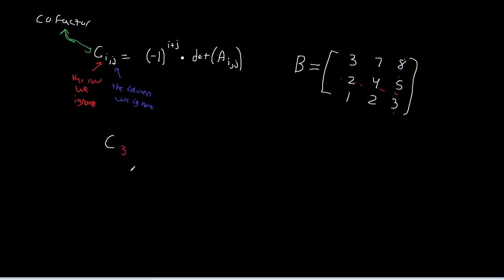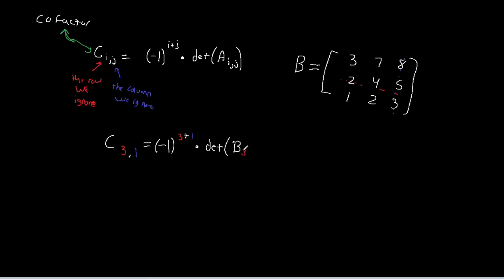Let's look at, how about 3 comma 1? Okay, so if we do that, we get negative 1 raised to the i plus j. So that's going to be 3 plus 1, times the determinant of the matrix minor of B, because we're looking at B here.